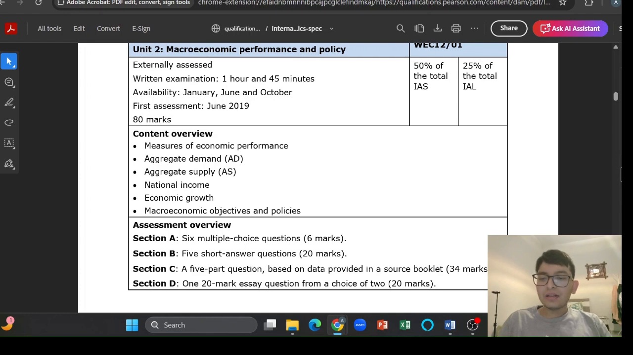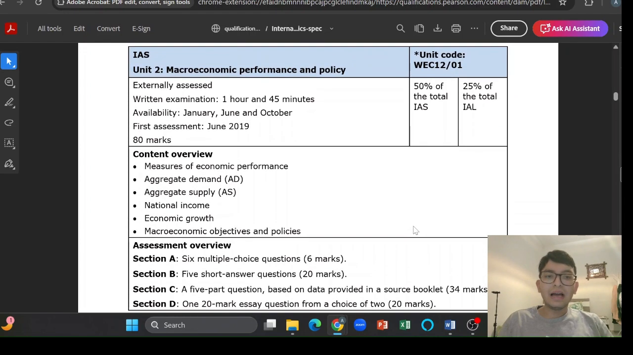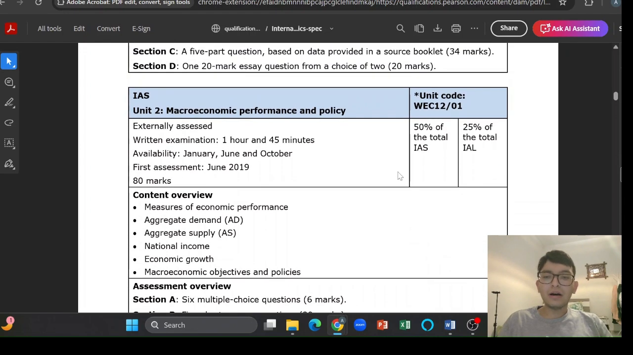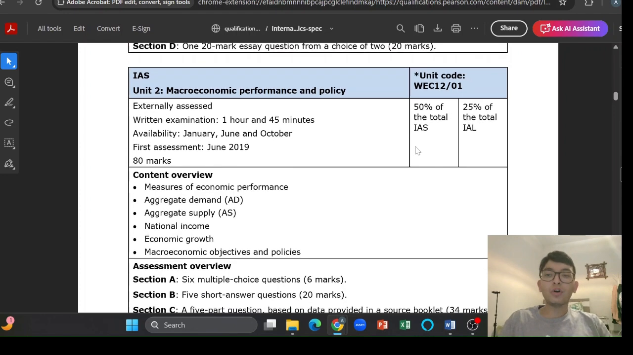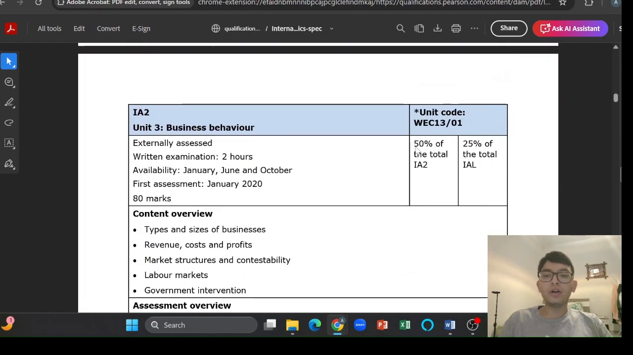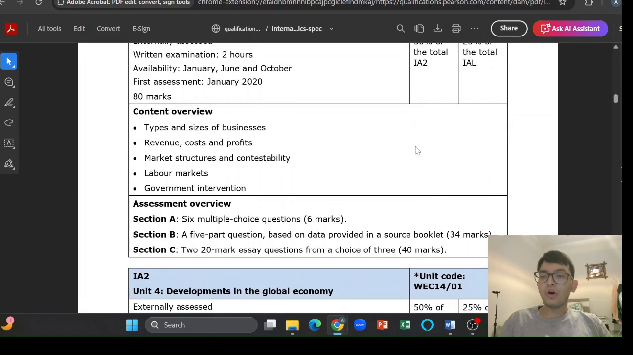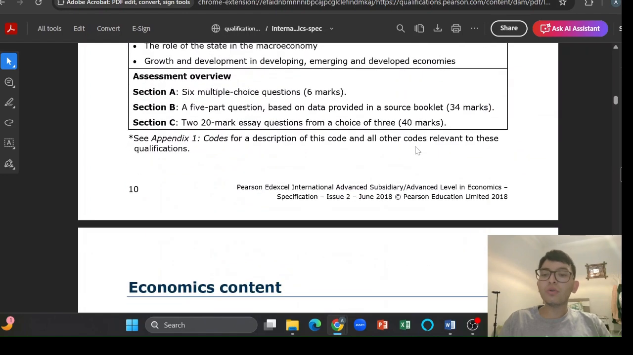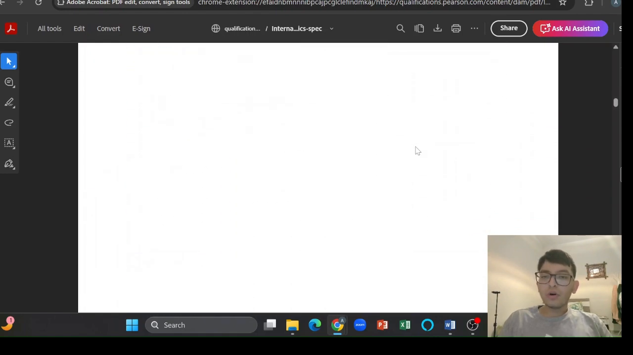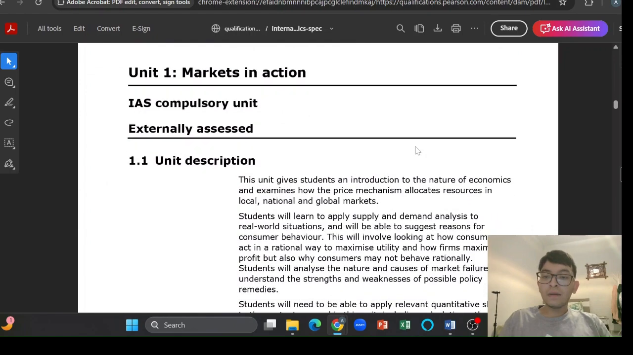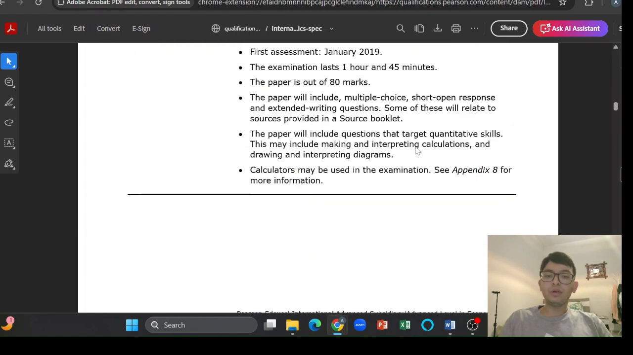And as you can see here, the assessment overview is also pretty similar. Same structure as well, for both the papers. And like basically for the total grade, which is after year 12 and year 13, unit 1 and unit 2 comprise 50% of your total grade. Now this is all the unit 3 and unit 4 stuff, which we're not going to cover in today's video. So let's now go over the content in more detail for Unit 1 and Unit 2.